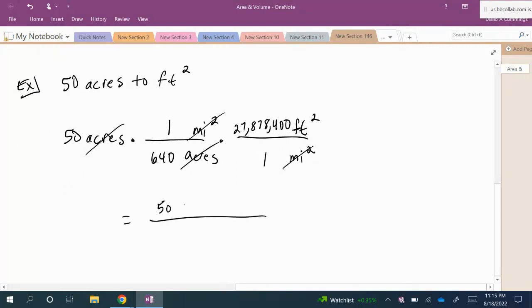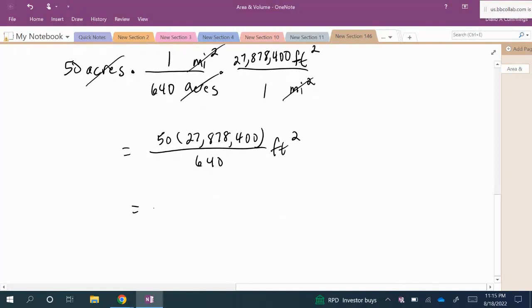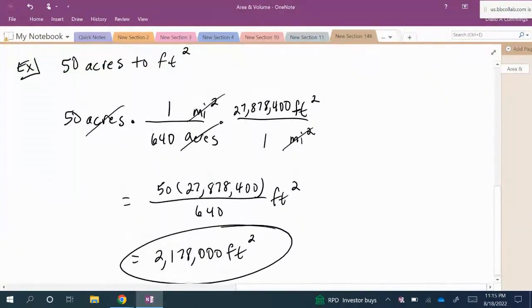So now we'll multiply 50 times 27,878,400 divided by 640. So here again, our unit is square feet. So once we perform the calculation, we have 2,178,000 square feet. Right. And we'll take a look at one more example.